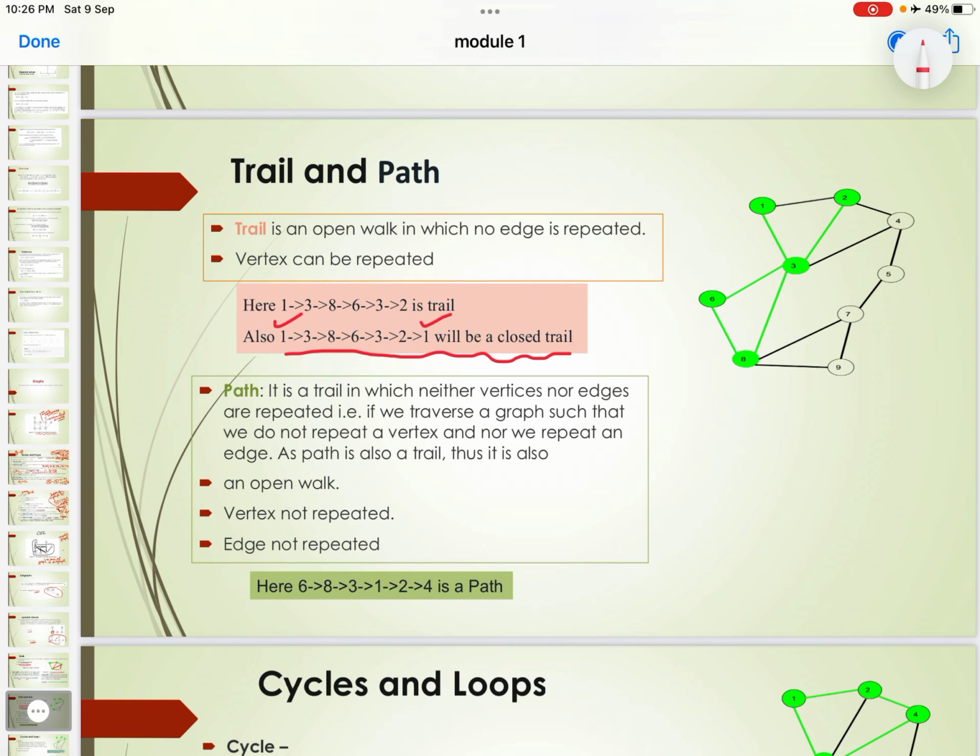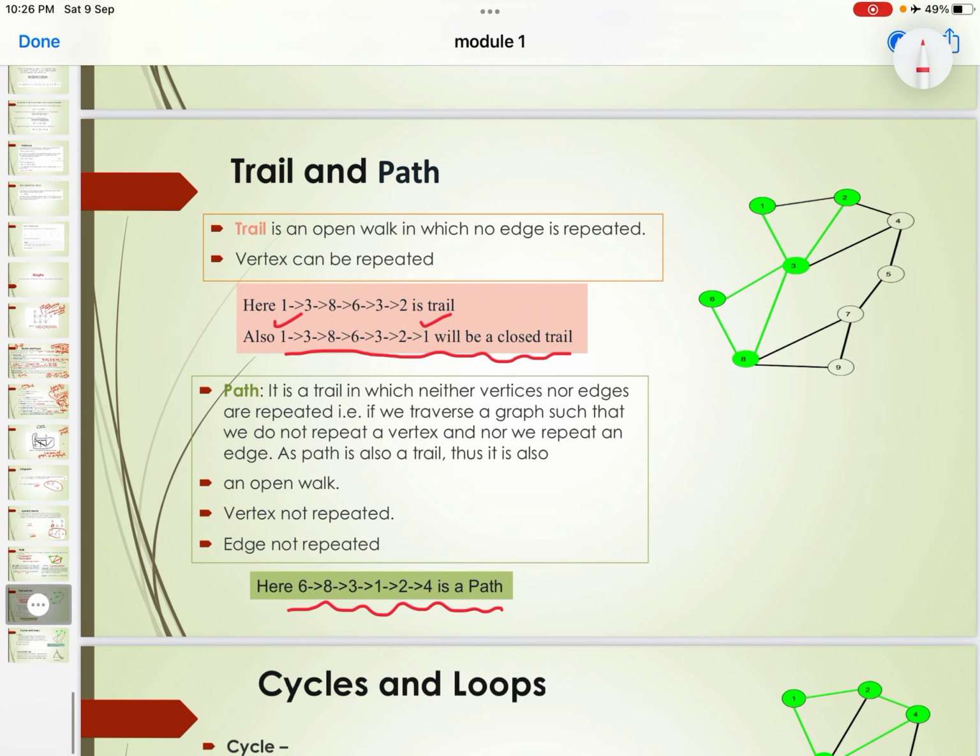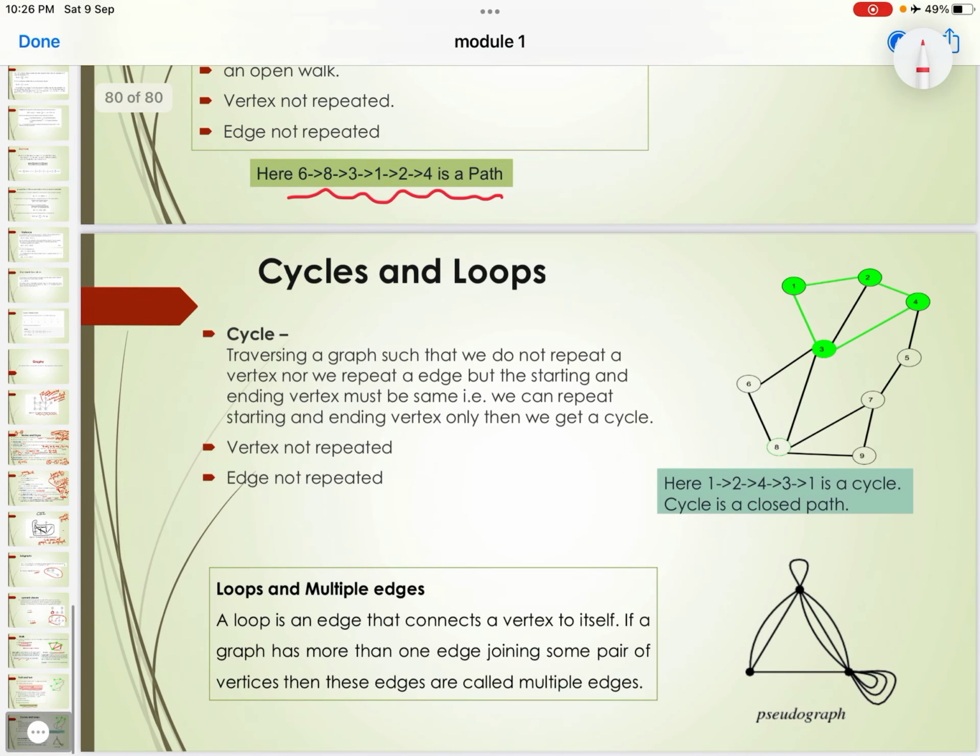Path. It is a trail in which neither vertices nor edges are repeated. That is, if we traverse a graph such that we do not repeat a vertex nor we repeat an edge, as a path is also a trail, thus it is also an open walk. Vertices are not repeated, edges are also not repeated. So in a path, vertices and edges are not repeated.